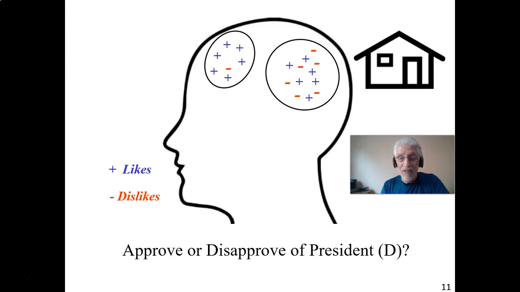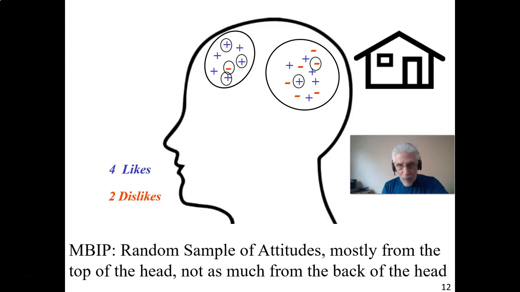Well, based on the memory-based model, what is this person going to do? They're going to take a random sample of attitudes, mostly from the top of the head, not so much from the back of the head, and based on that, they're going to express an opinion. And so the circles at the top of the head and in the back of the head denote the attitudes that this person randomly sampled.